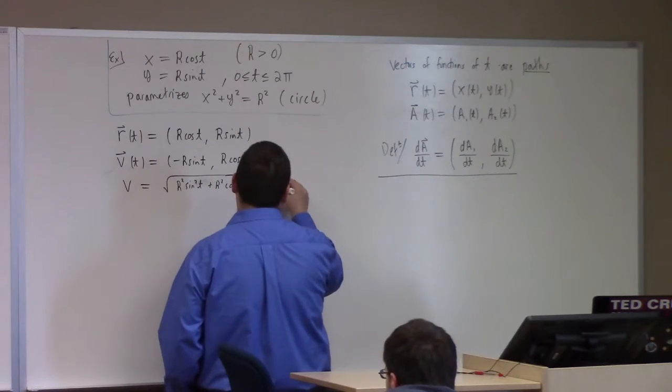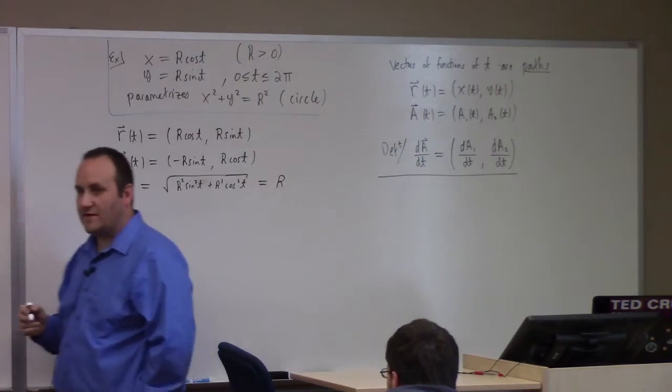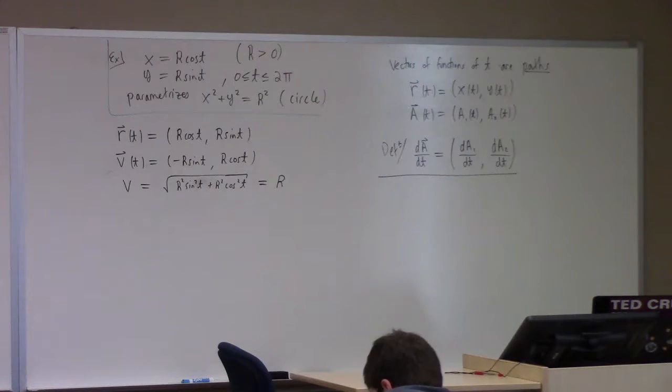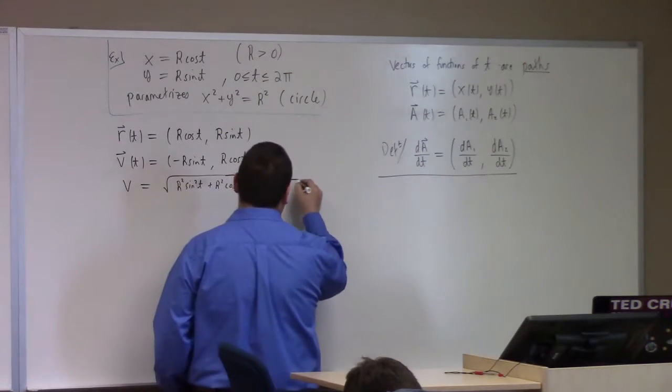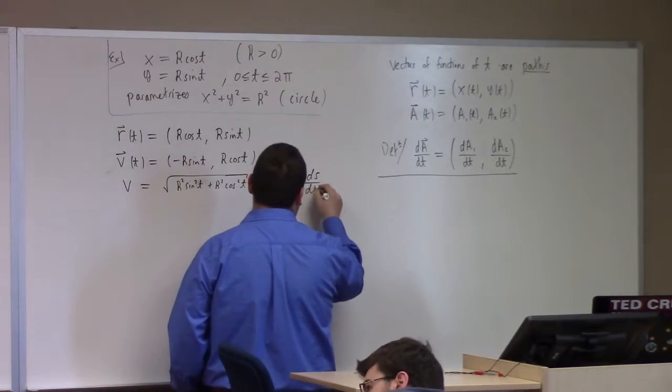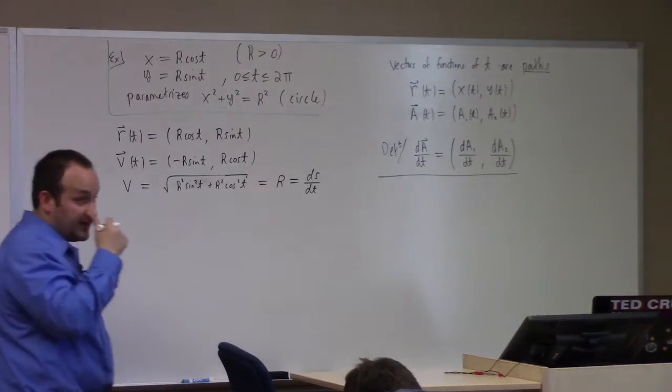R. We have a winner. Yes, sine squared plus cosine squared is 1. The square root of r squared is just r. We're assuming r is positive. All right? Now, this is also equal to what? This is equal to ds/dt, the infinitesimal change in arc length with respect to the infinitesimal change in time.